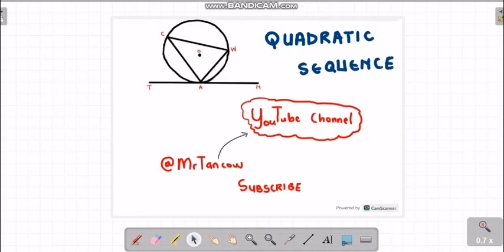So today we are dealing with the quadratic sequence. A quadratic sequence has to do with a parabola, but in this case it's a pattern.